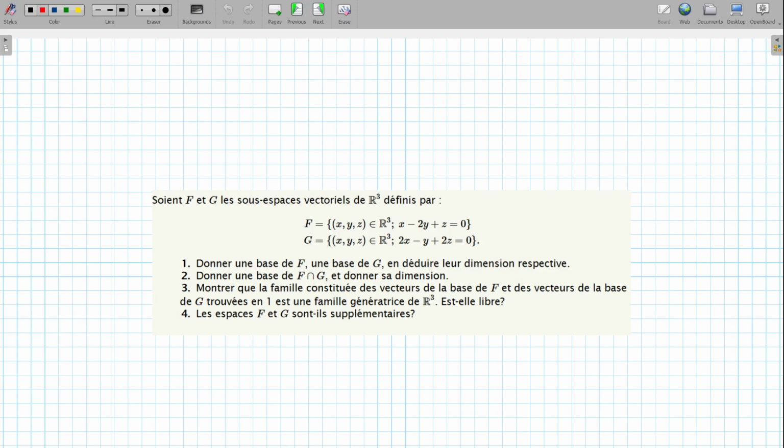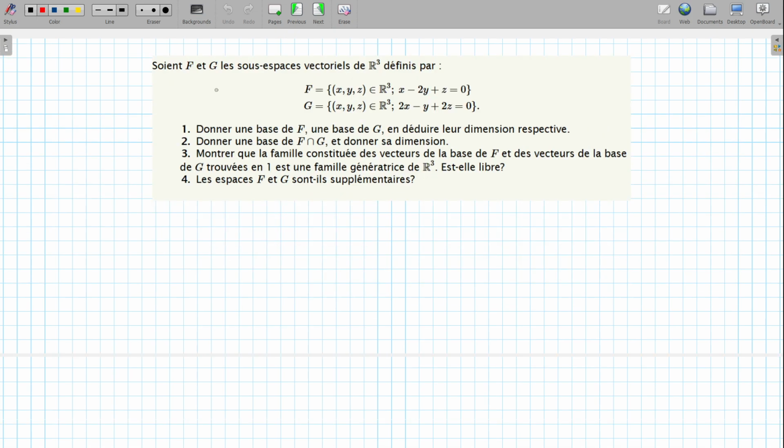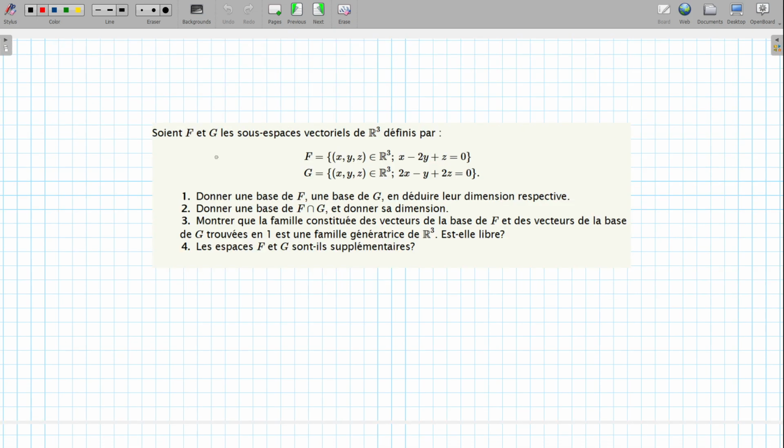Hey guys, so we are back with another exercise. So let's look at this exercise. Now this one is simple if you just follow what we've been talking about. So let's first of all read the question and let's see where this takes us.